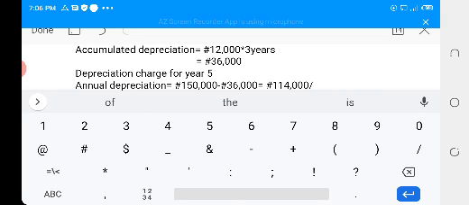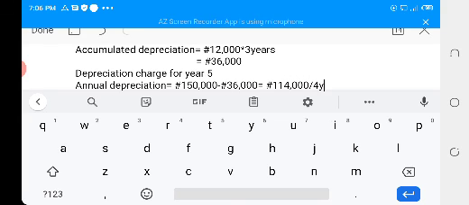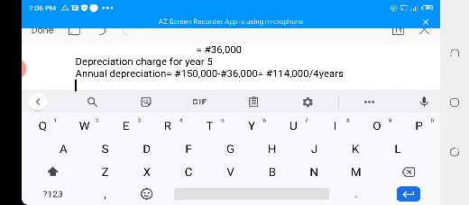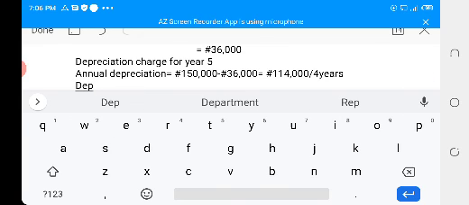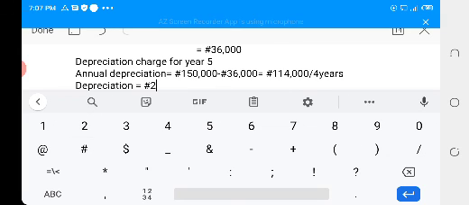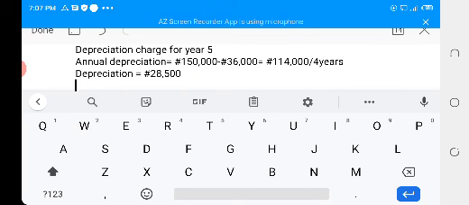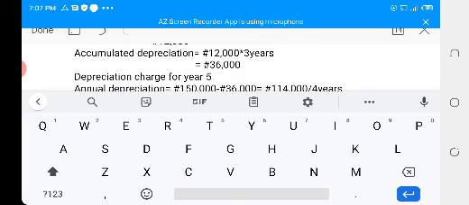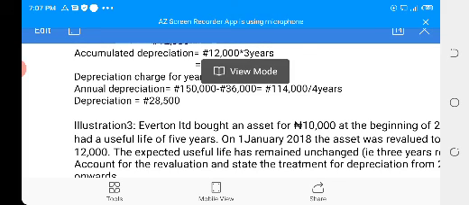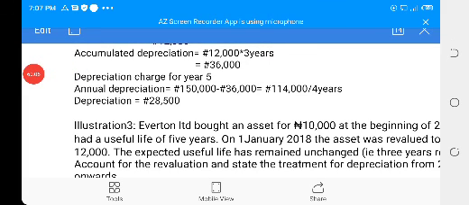We've charged 3 years before out of 7, so it remains 4 years. Over 4 years, our annual depreciation will be 28,500. Final answer: 28,500.